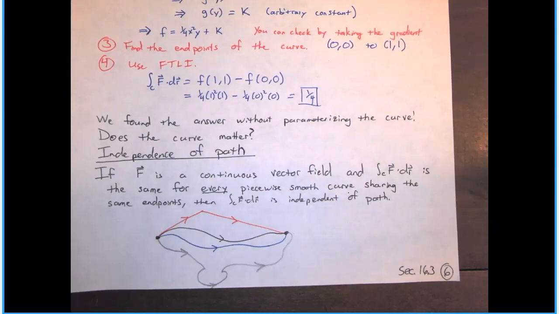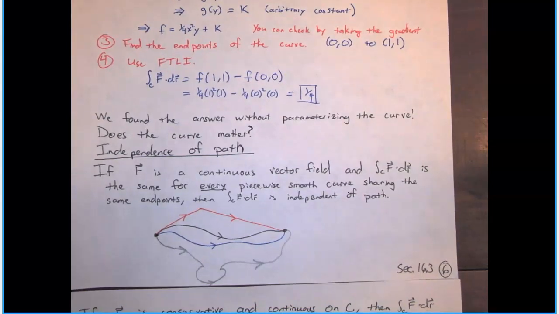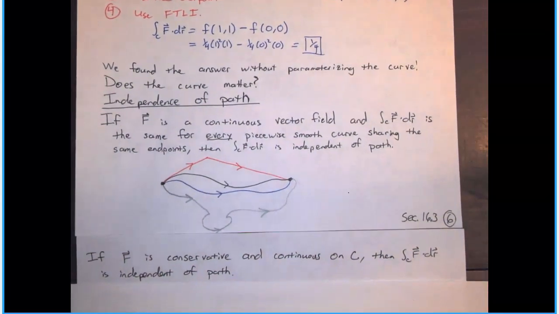And so this is really nice. How do we know which kinds of vector fields will give us integrals that are independent of path, so we don't have to worry about the curves anymore? We can just worry about the endpoints. If f is conservative and continuous on the curve, then the integral is independent of path. So if we have a conservative vector field, the curve doesn't matter. All we need are the endpoints of the curve.